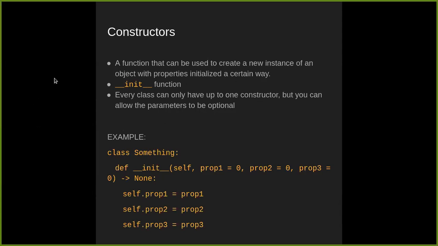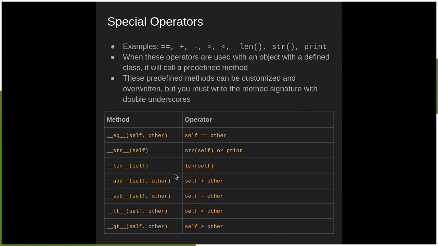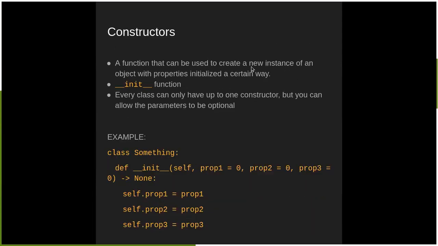A function that can be used to create a new instance of an object with properties initialized with the initial properties. So this would be the init function. And every class can only have up to one constructor, but you can allow the parameters to be optional.